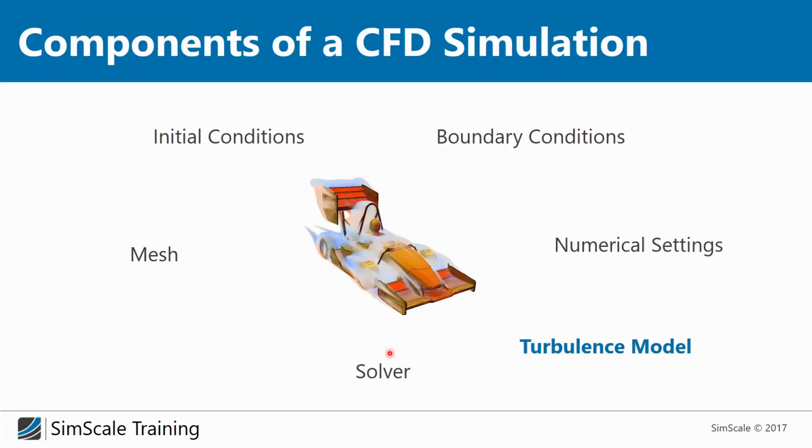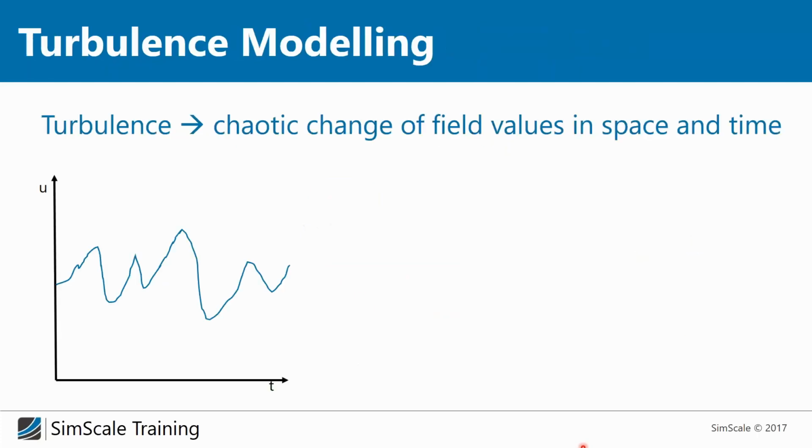Next very important point is called turbulence modeling. I'm quite sure you have heard about turbulence already in the past. So what is turbulence? To make it very short, turbulence is the chaotic change of field values in space and time.